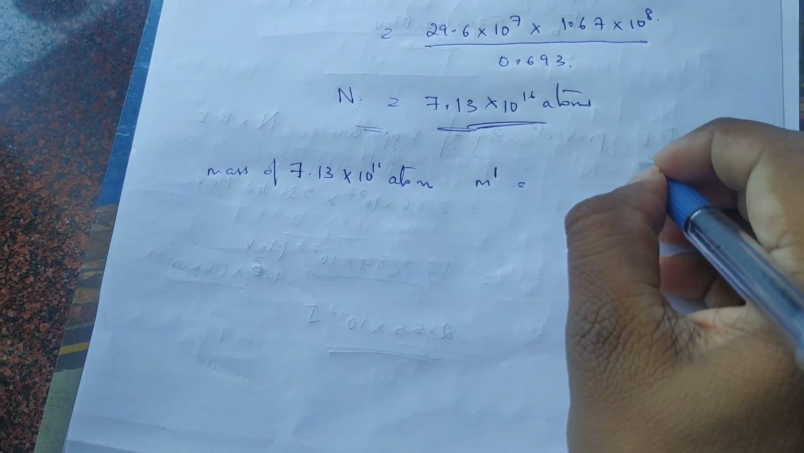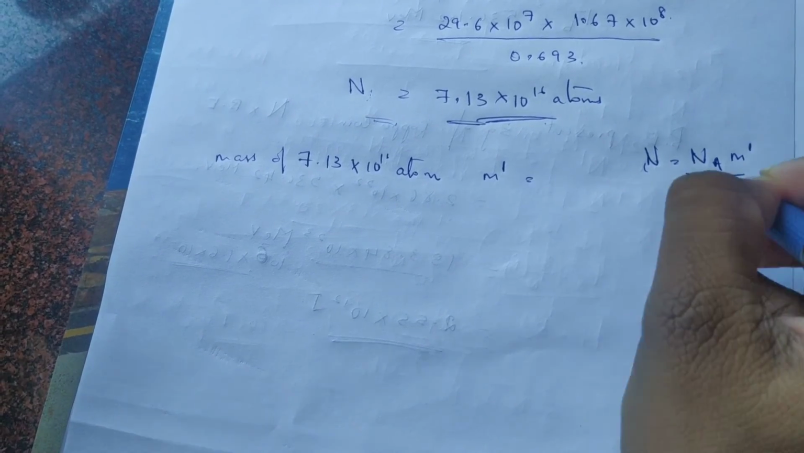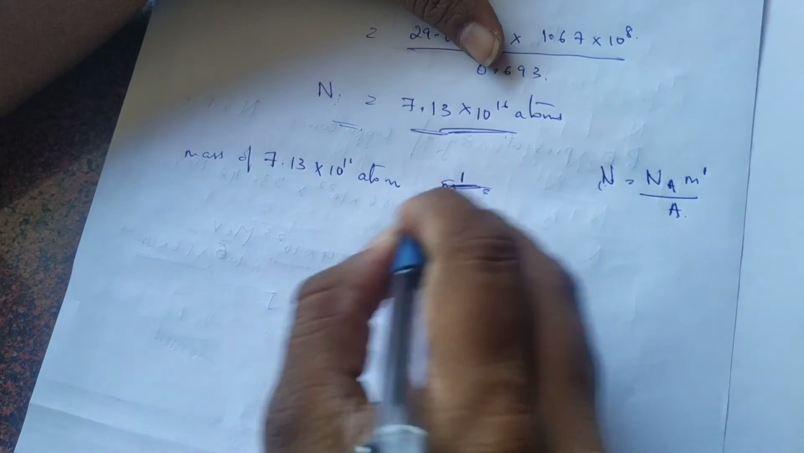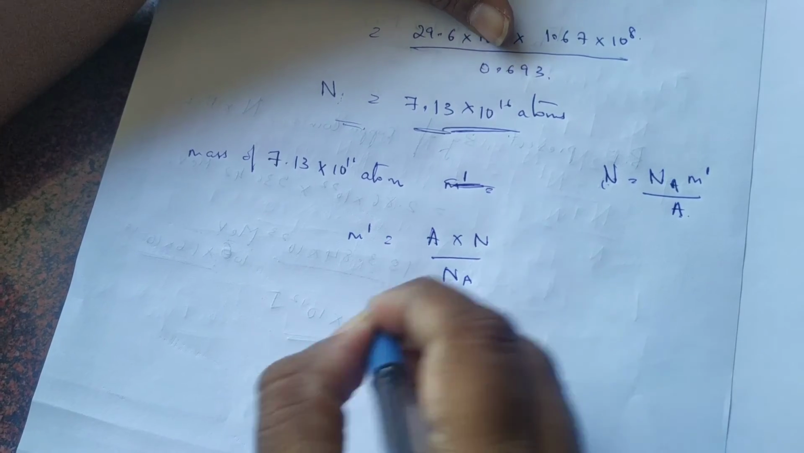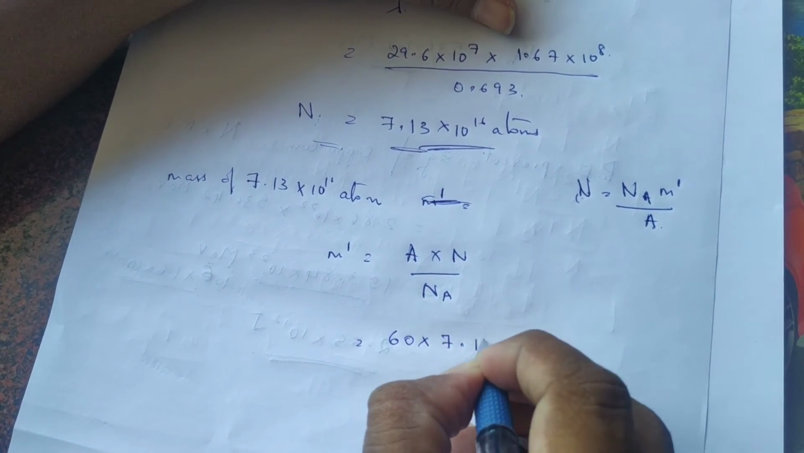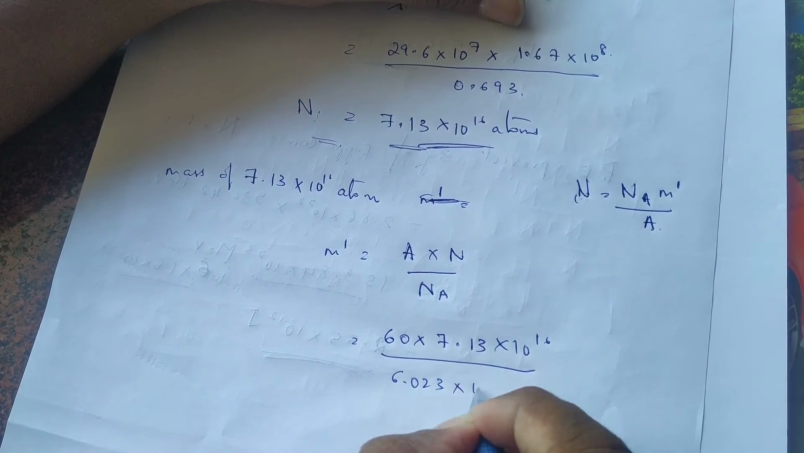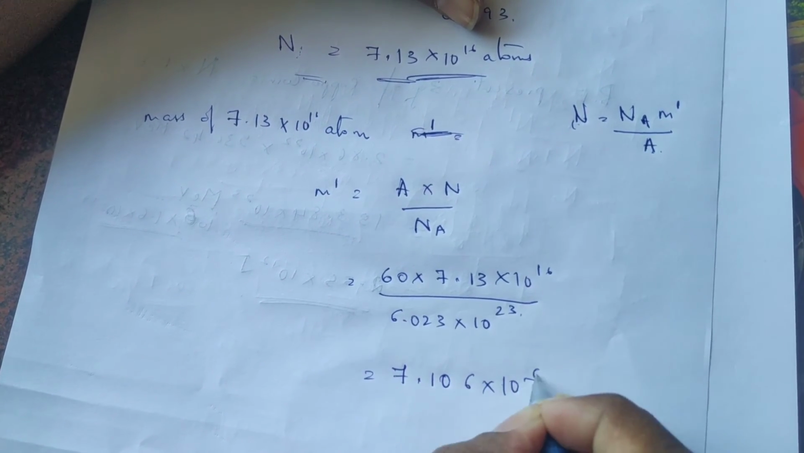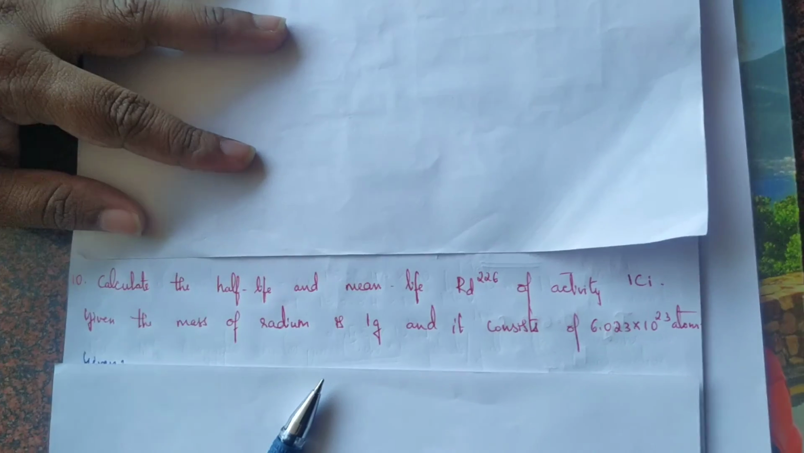Now we know the formula, that is N is equal to Na M dash by A, right? So we know Na, A and N, we don't know M dash. So we have to find M dash. M dash is nothing but A into N by Na. A is nothing but the mass number, that is 60, and N we have found out, Na is 6.023 into 10 raised to 23. So we'll get the answer 7.106 into 10 raised to minus 6 gram. So this much amount of cobalt is necessary for the purpose.